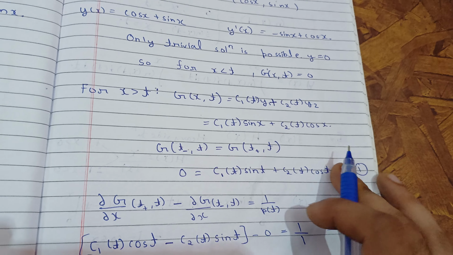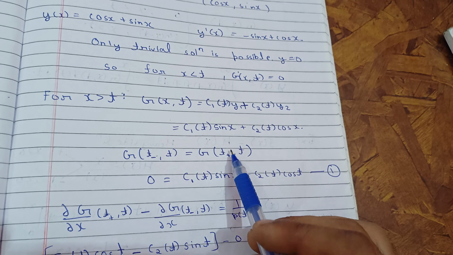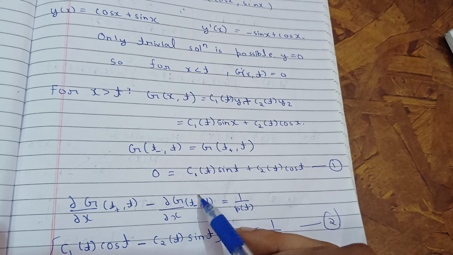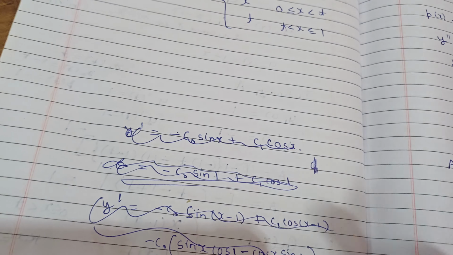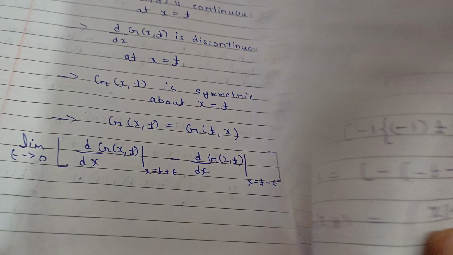Now remember this case: we define that g must be continuous and then del g by del x must be discontinuous. So for t plus and t minus, the jump must be equal to 1 upon p(t). This is the case we did here, so we just use this.